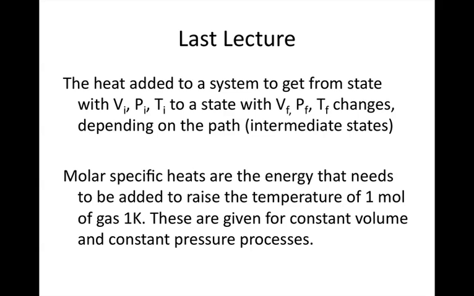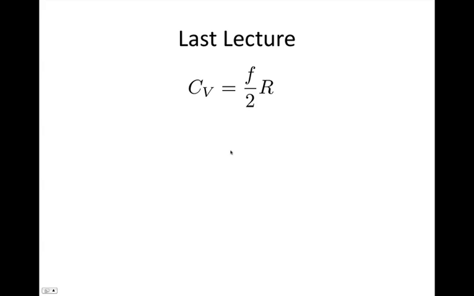We saw that there's molar specific heats for gases, and that molar specific heat is the energy that needs to be added to raise the temperature of 1 mole of gas 1 Kelvin. And these are given for constant volume and constant pressure processes. We also derived the expression that the molar specific heat at constant volume was equal to F over 2 R, where F is the number of degrees of freedom, and the molar specific heat at constant pressure is related to the molar specific heat at constant volume through Cp minus Cv is equal to R. These formulas are given to you on the formula sheet.